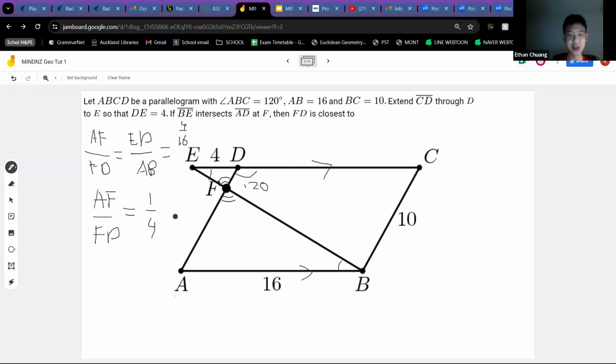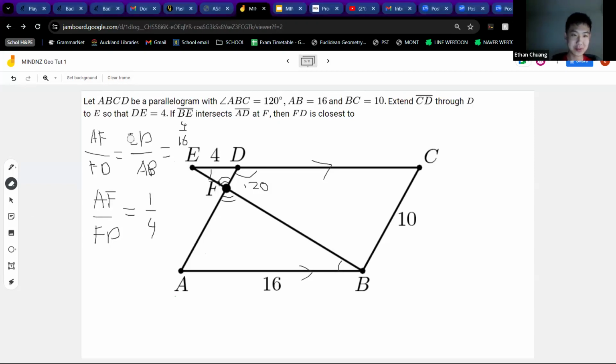Oh, I did do it the wrong way around. You're right, my bad. Mistake from me, unfortunately. So then this is 4. There we go. Much better. Sorry, guys.